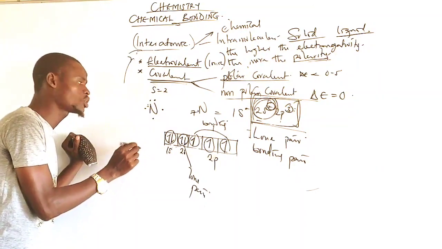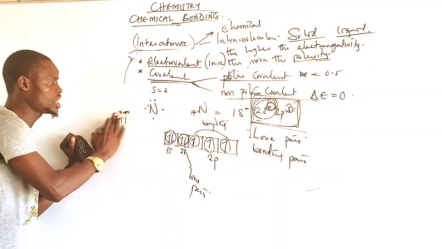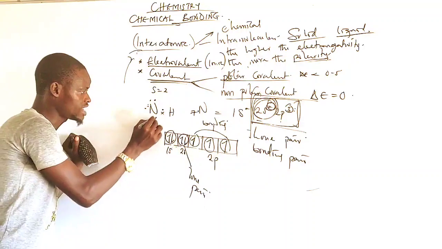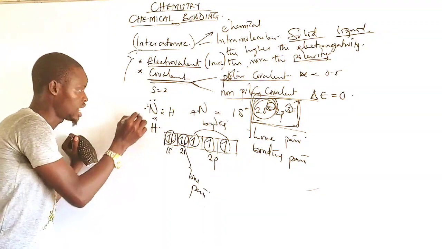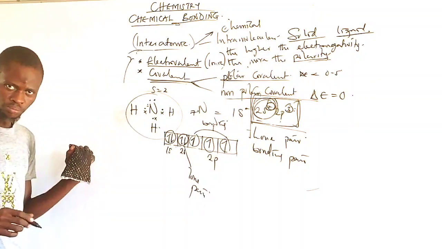So, if nitrogen is to form a compound, it needs 3 atoms that have 1 electron each. For example, to form a compound with hydrogen, hydrogen has 1 electron. So hydrogen will share one of its electrons here, another hydrogen will share an electron here, and another hydrogen will share an electron here. This forms what we call ammonia. Are you getting me?